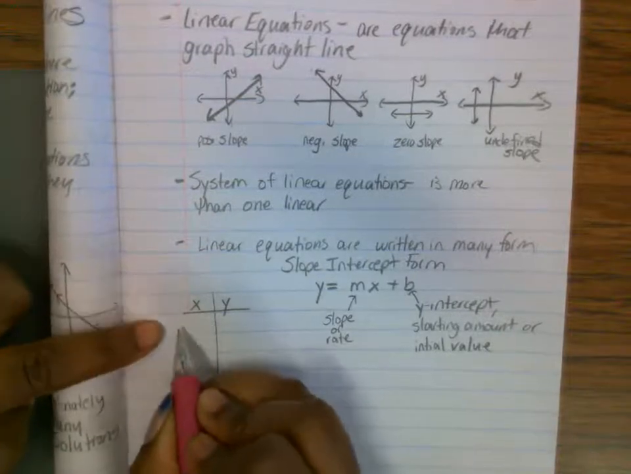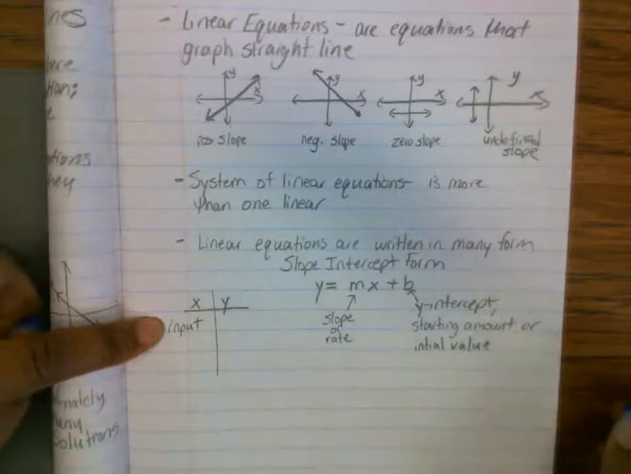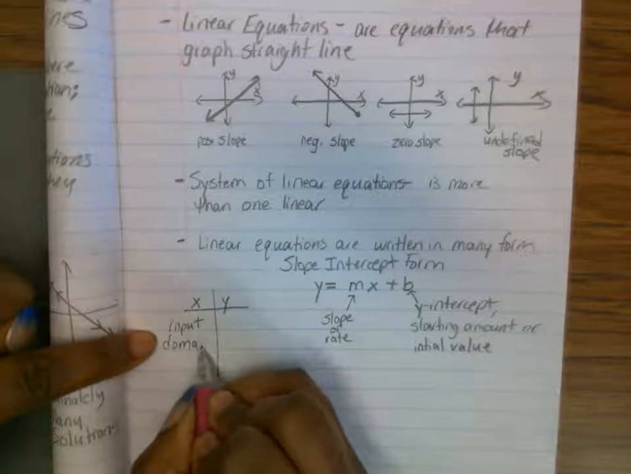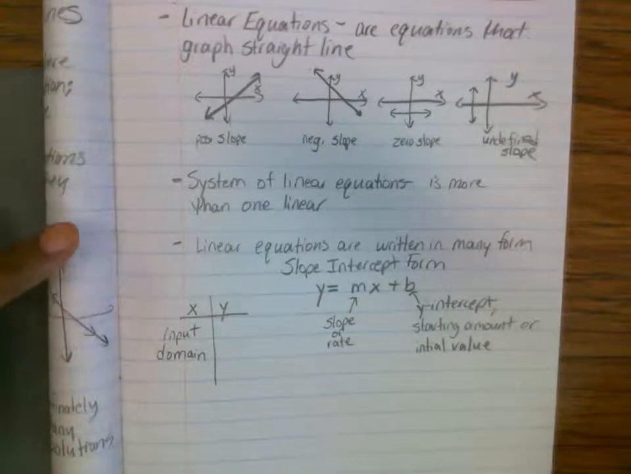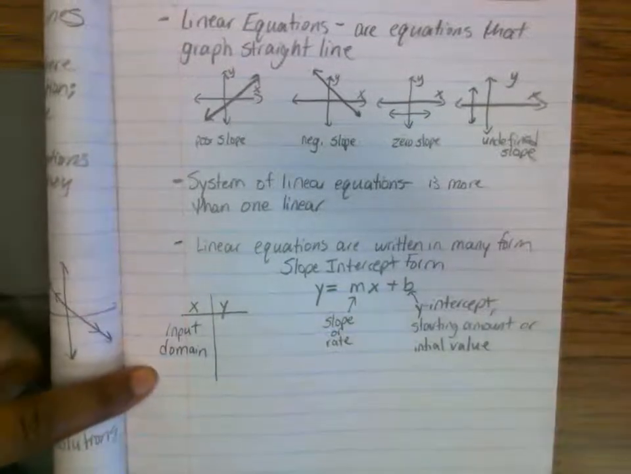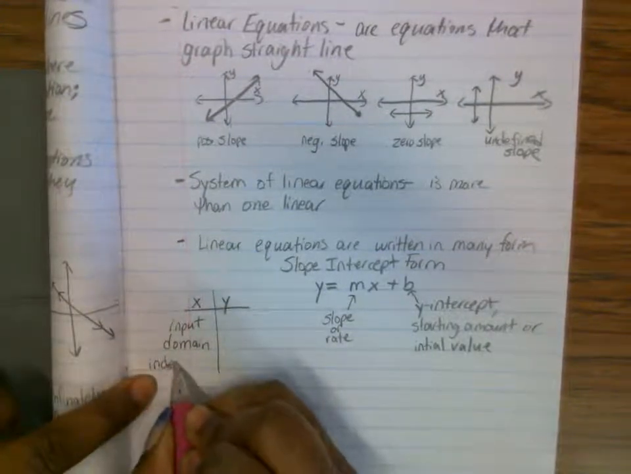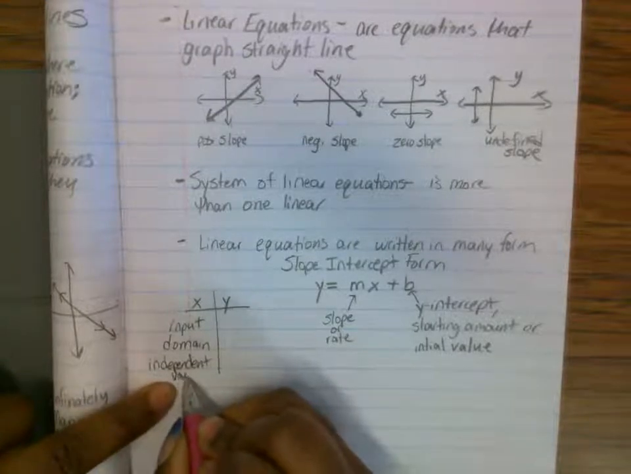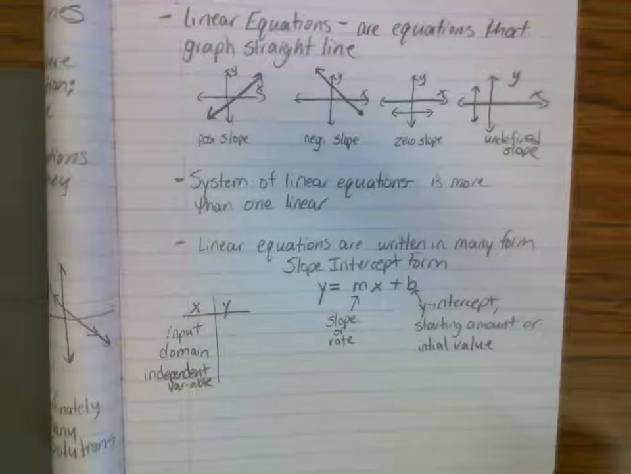Another word for x values is your input values. This is a synonym. Or your domain values. If they ask you for the meaning of x, they sometimes don't say, what is the meaning of x? They'll say, what is the independent variable? So another word for the meaning of x is independent variable.